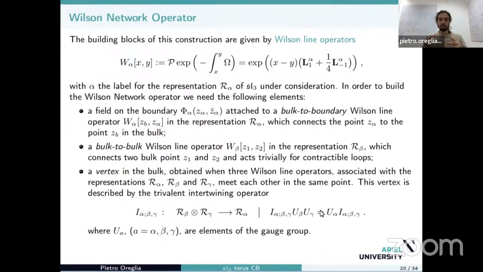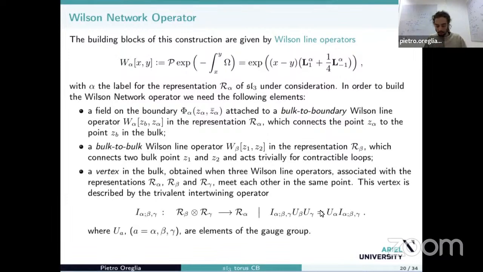In general, these Wilson line operators act trivially for contractible loops. But we are going to see that since we are interested in the torus, this bulk to bulk Wilson line operator will be important. The last ingredient is the vertex in the bulk. This is obtained when three Wilson lines meet each other at the same point, associated in general to three different representations. This is described by the so-called trivalent intertwining operator, which is essentially a projection. It's this kind of operator here, which satisfies this property, a kind of consistency property, in order to be gauge invariant.